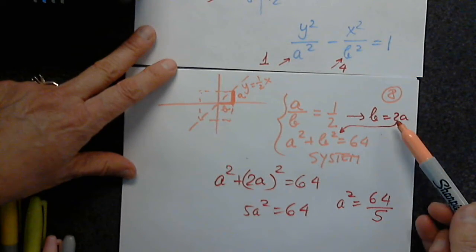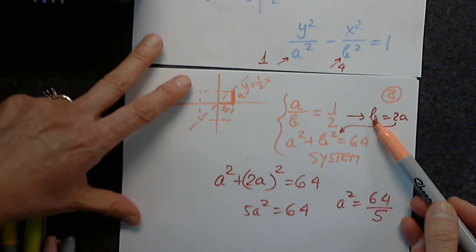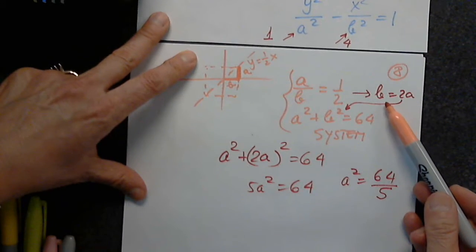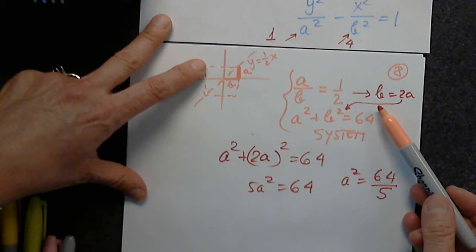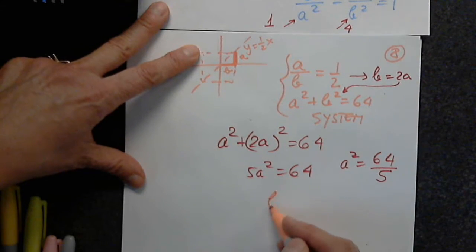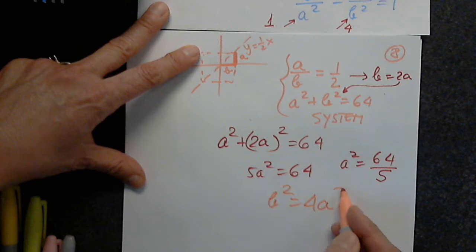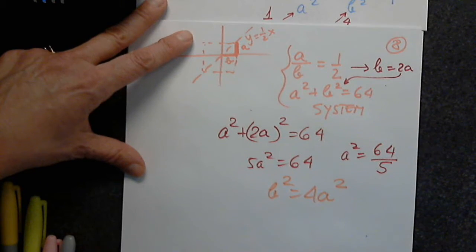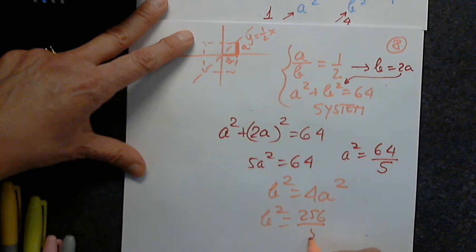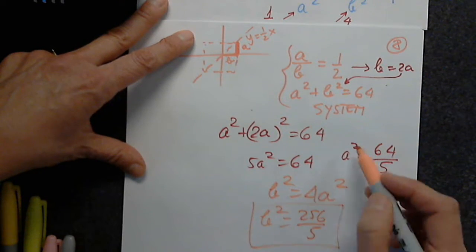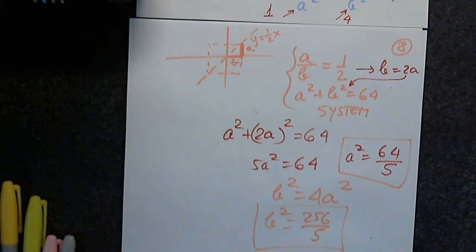Now I have to determine B. I don't really care for B. I do care for B squared. So I'm going to square both sides. So B squared equals 4A squared. So then B squared will be 4 times this. After we are done, we're going to go back and check everything.